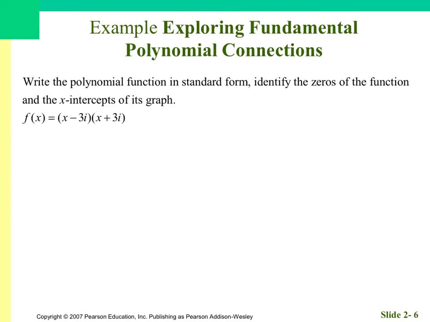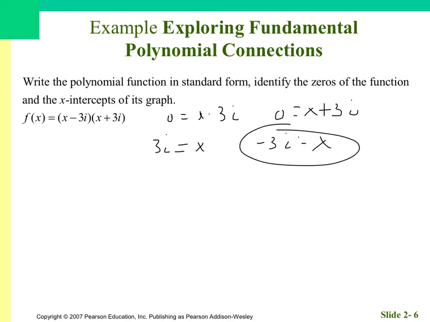Example: exploring fundamental polynomial connections. Write the polynomial function in standard form. Identify the zeros of the function and the x-intercepts of the graph. So the zeros are the x-intercepts. To get the zeros, you go 0 equals x minus 3i, 0 equals x plus 3i. So you get x equals 3i, and negative 3i equals x. So there are the zeros.